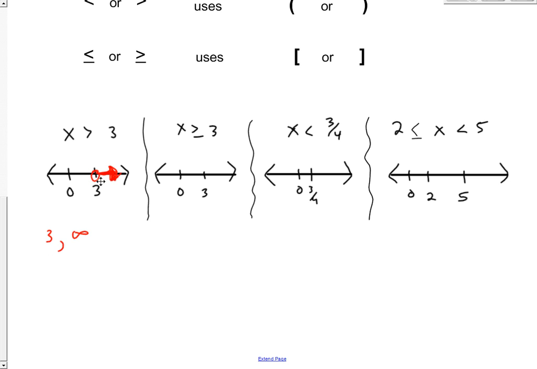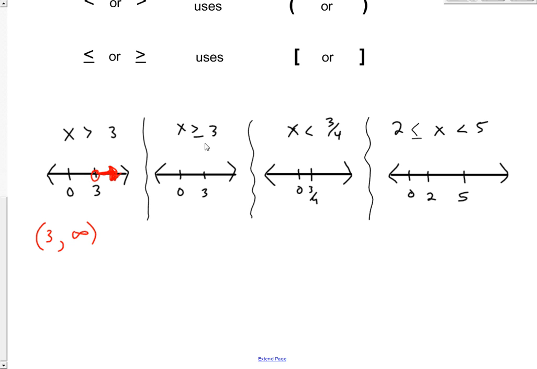Now, this is an open dot. There's no line under the inequality, and that is referencing the 3. So I'm going to have parentheses at the 3. And then for infinity, you're always going to have parentheses because you can never equal infinity. Infinity just goes on forever and ever.